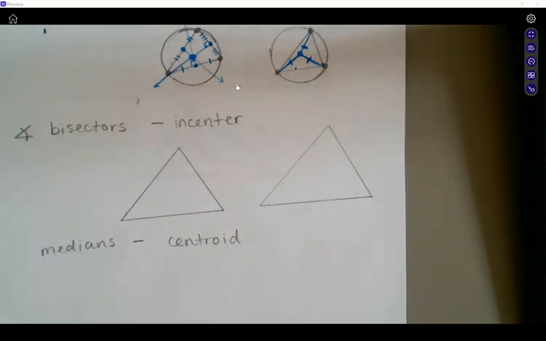Now, the difference between incenters and circumcenters. One, circumcenters are created by perpendicular bisectors, and incenters are created by angle bisectors, point of concurrency. Two, circumcenters have a circle circumscribed about our triangle, whereas our incenters, that's where we have a triangle with a circle inscribed inside of it.